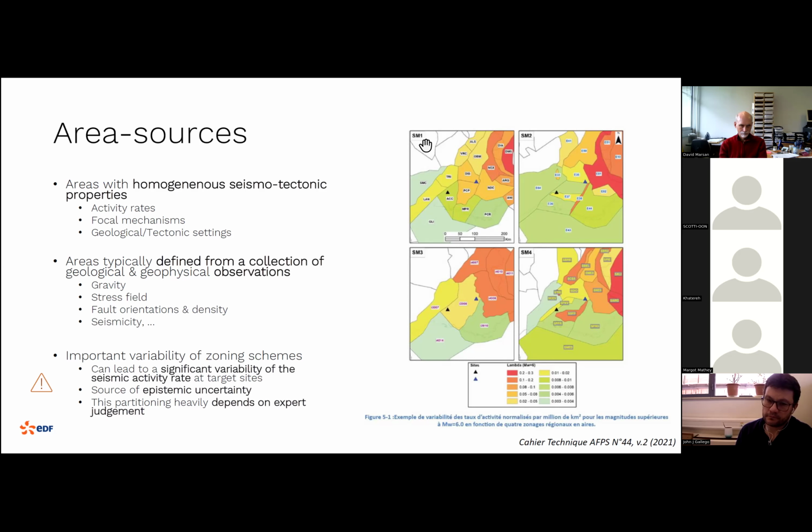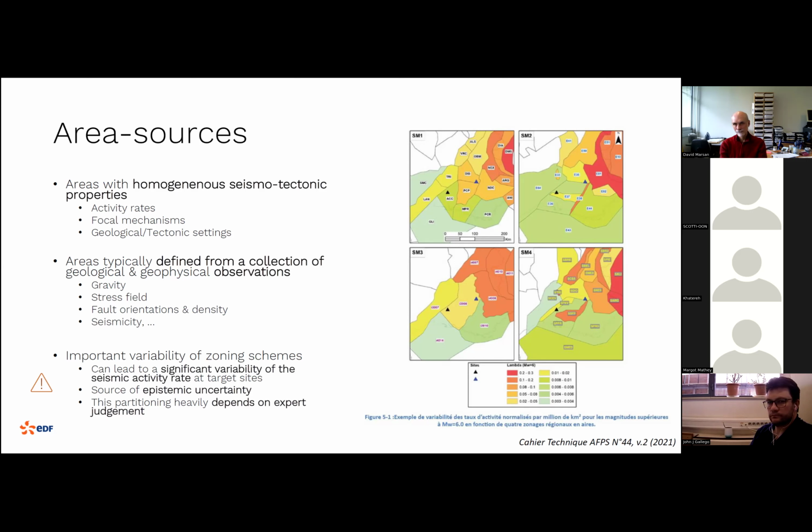You have an example on the right-hand side where for the same area, Southeast France, we have 4 alternative area source descriptions. I cannot tell for this example what the motivations were for drawing area sources for one or the other scenario. This is an example where we have 4 alternative area source models. And the color of each area corresponds to, is related to, the rate of potential magnitude 6 earthquakes in each area.